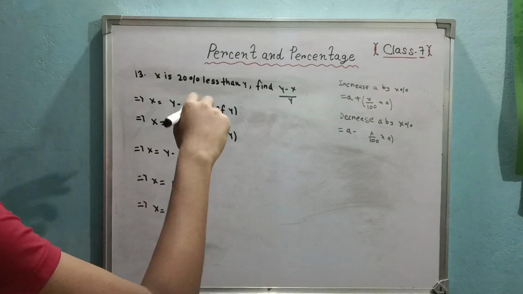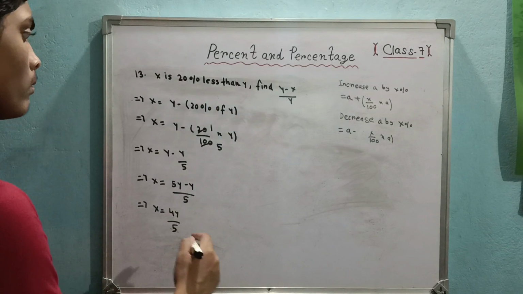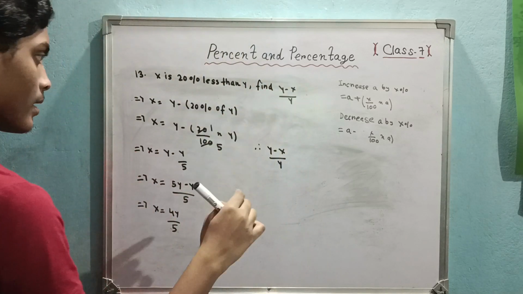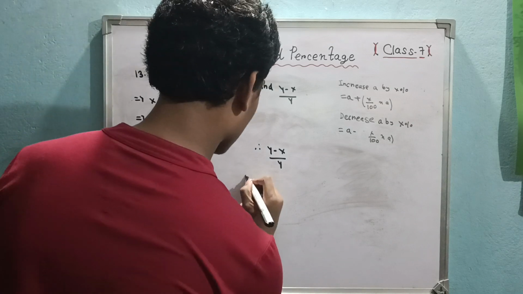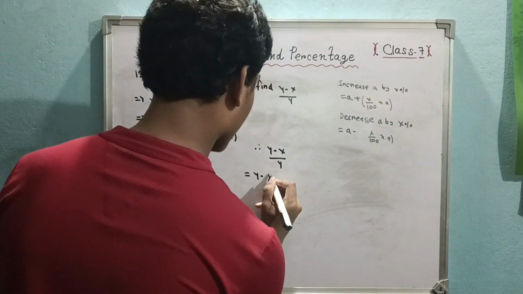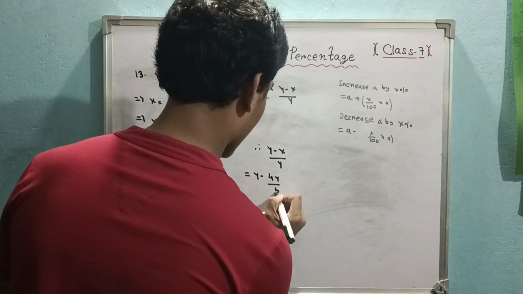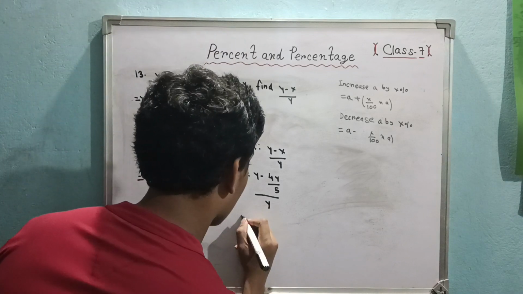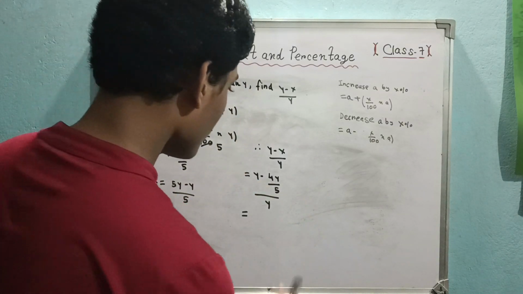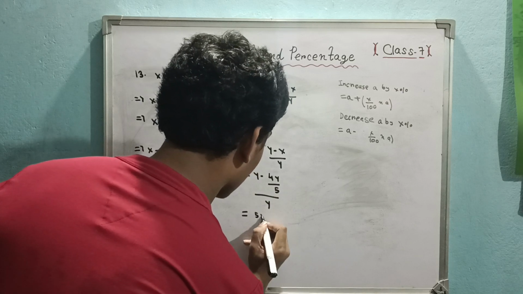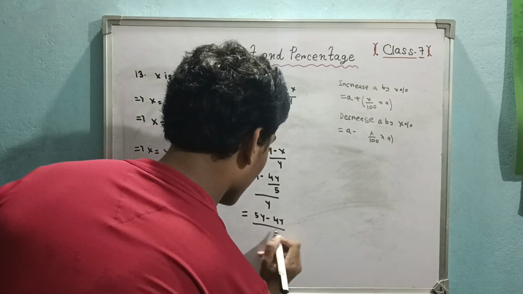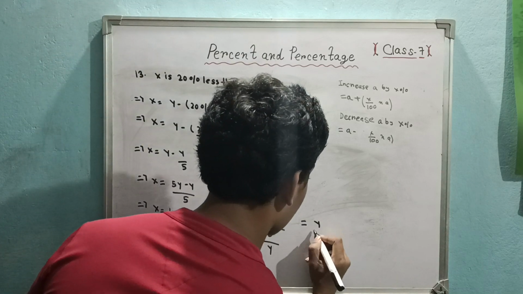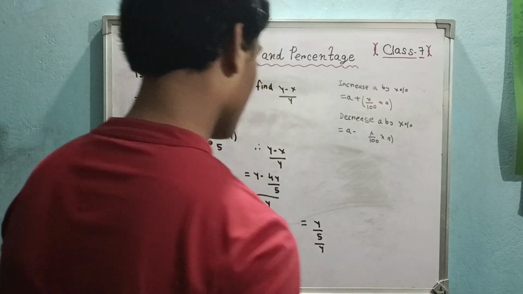Now we have been told to find (y minus x) by y. So now, let me write (y minus x) by y means, let us substitute the value of x here. So we have y minus 4y by 5, all divided by y. Let's solve this. This means take the LCM. So (5y minus 4y) divided by 5, divided by y. That turns out to be equal to y by 5 divided by y.